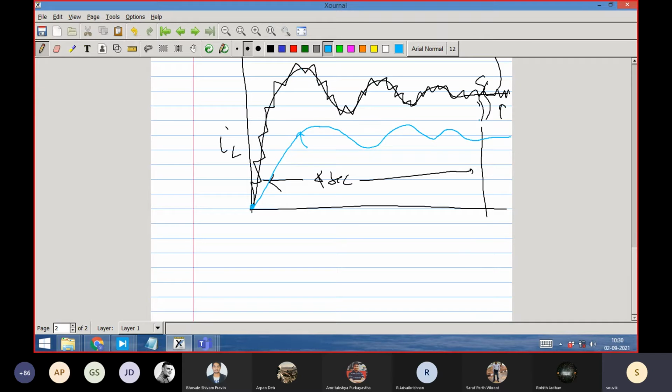It will have the same natural frequency. This natural frequency is dependent on the LC of the circuit. These bigger oscillations are LC. These small things are switching. Here also it will have this, and ultimately it will reach the level of 4 volt. Its DC level will be 4 volt. Its DC level will be 4 ampere in this particular case.